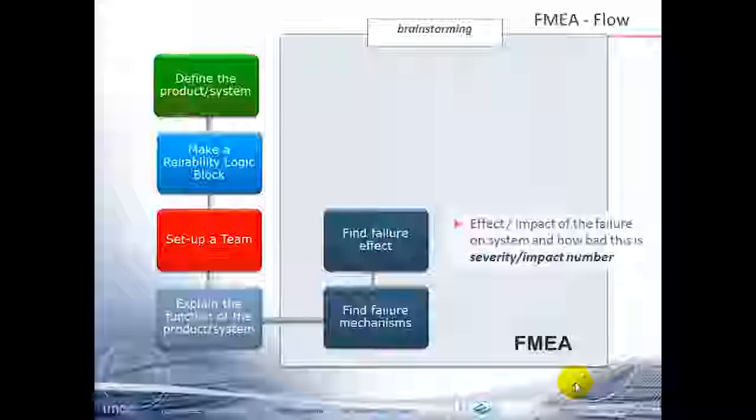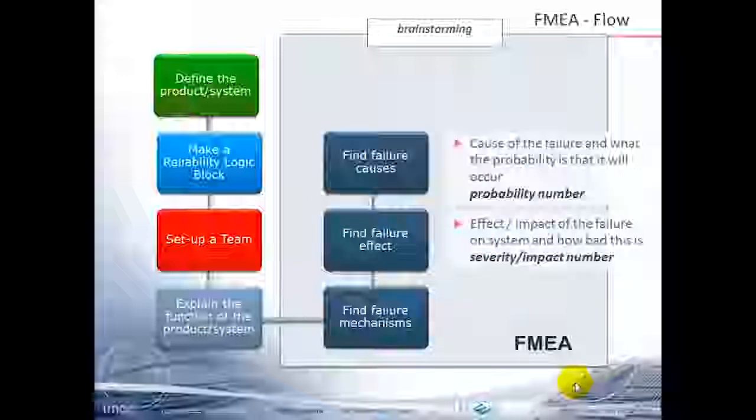And for all this failure mechanism, you have to look for the failure effect and you give it a number. And that number is the severity or the impact number. Something can fail and it can not make your product dysfunction. So then it gets a low number. Or when something is really impacting the full function, then it gets a high number.